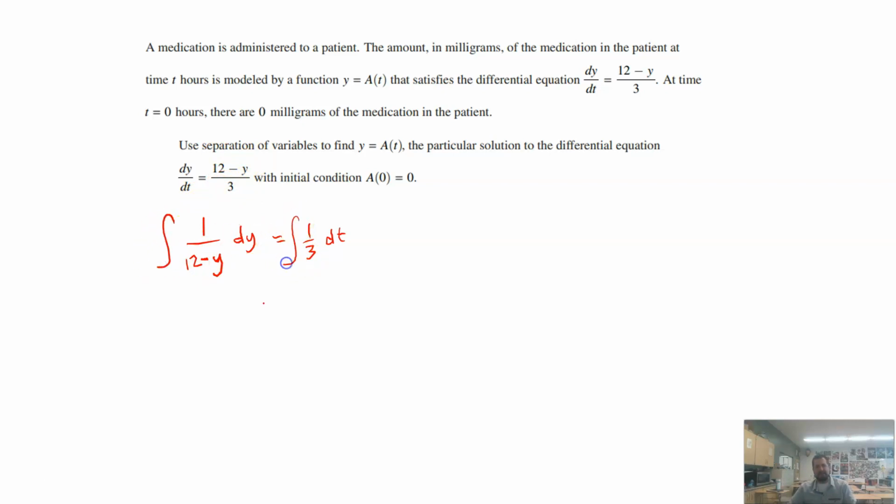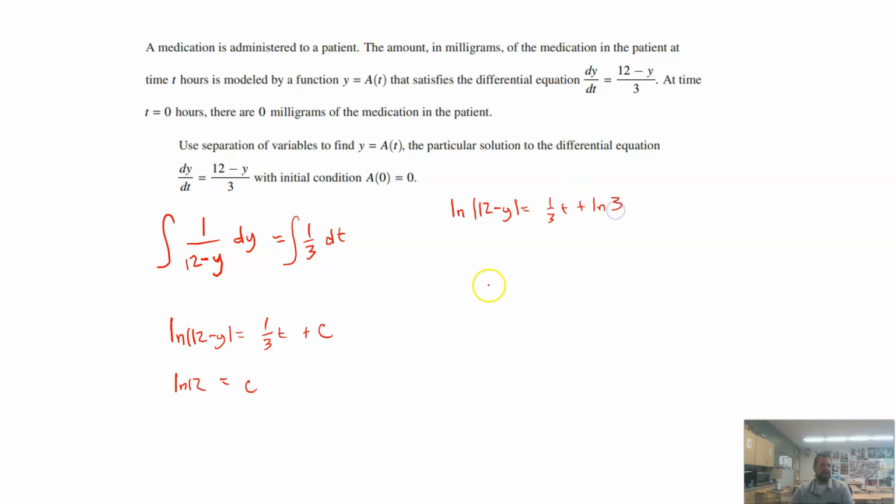Then I'm going to take the antiderivative of both sides, so I get the ln of 12 minus y is equal to 1/3 t plus c. So now I took the antiderivative of both sides. Now I plug in my initial condition. So I get the ln of 12 is equal to 1/3 times 0, which is 0. So c is equal to the ln of 12. So now I have the ln of 12 minus y is equal to 1/3 t plus the ln of 12.